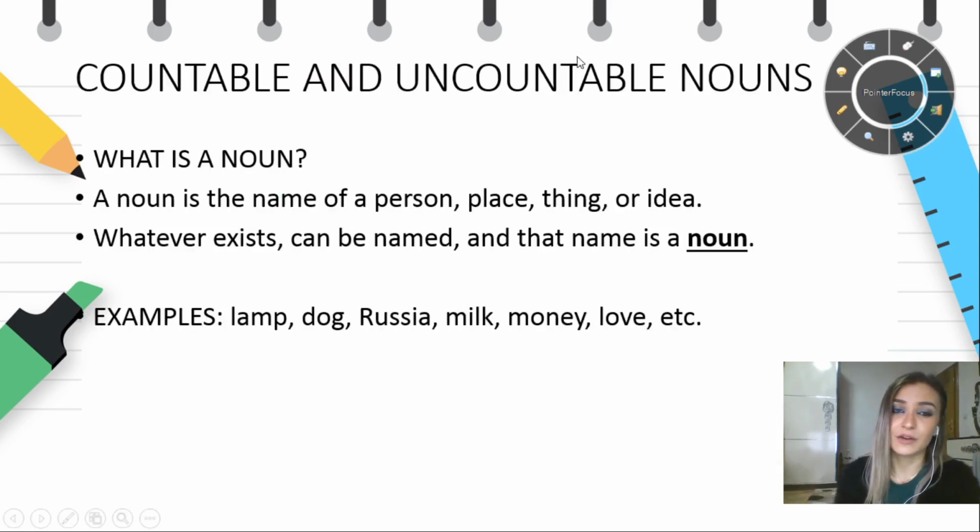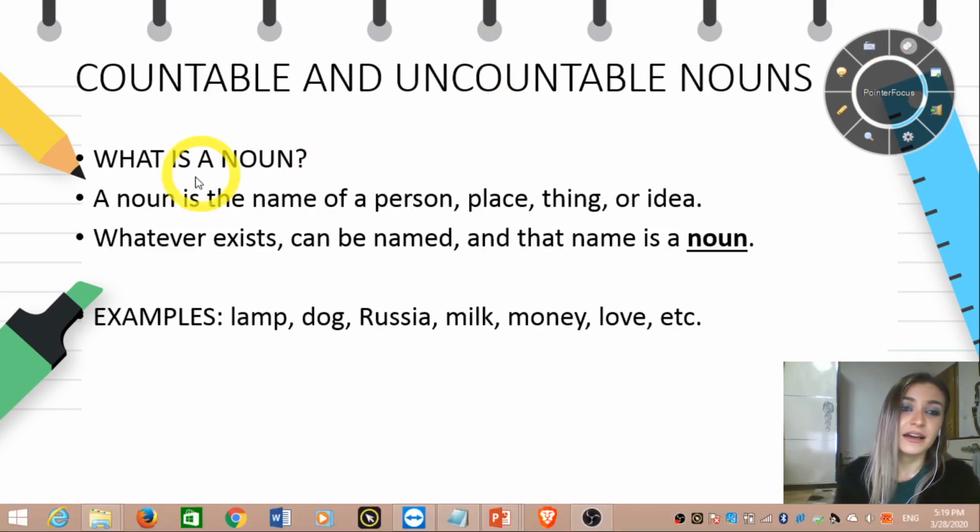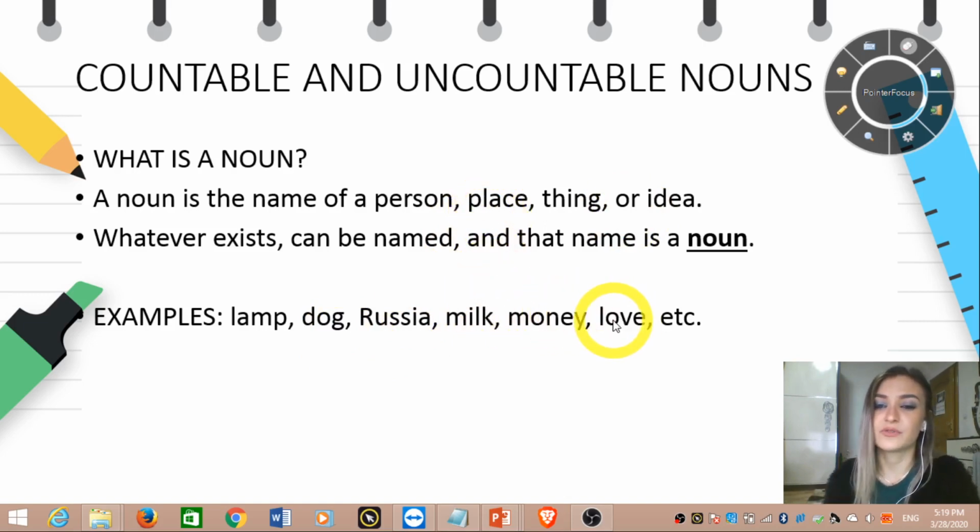Countable and uncountable nouns. First of all, we need to know what a noun is. A noun is the name of a person, a place, a thing, or an idea. Whatever exists can be named, and that name is a noun. For example, we have the word lamp, which is a thing, dog, which is an animal, Russia, which is a place, milk, money, love, etc. That's why everything we can name and whatever exists in this case is called a noun.